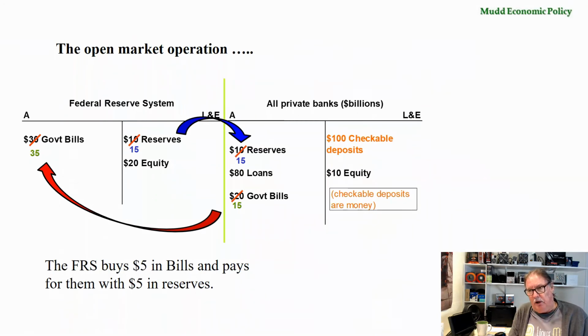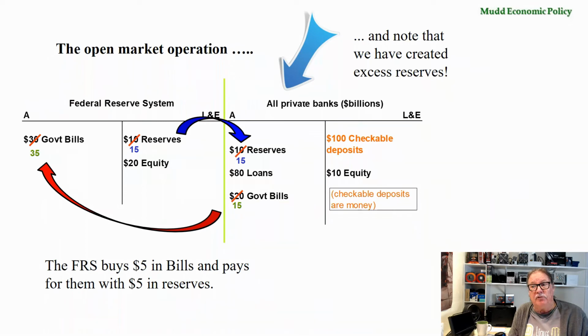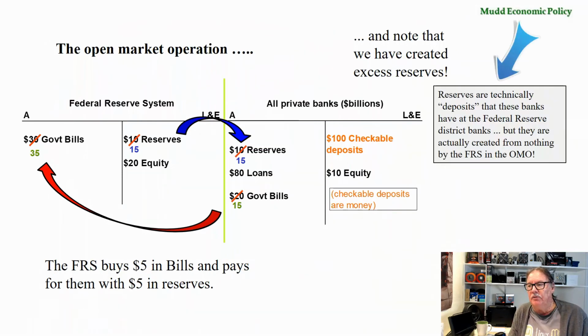Now, we remind ourselves that we have created excess reserves in doing this. That was the whole point of the open market operation, to create those excess reserves. And we remind ourselves, for the third time, that reserves are technically deposits that these banks have at Federal Reserve District banks, but they really didn't make a deposit. They were created from nothing by the Federal Reserve System in the open market operation and were given to the banks as a reward for passing the ownership of the Treasury securities to the Federal Reserve System. So that's an open market operation.